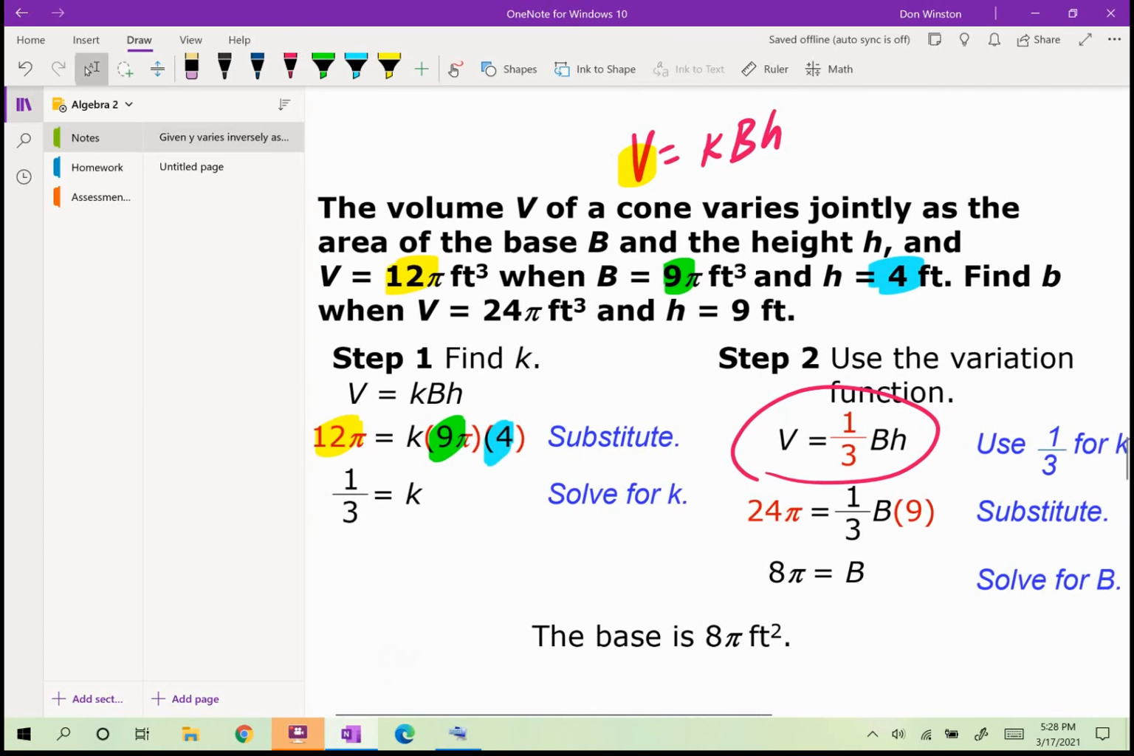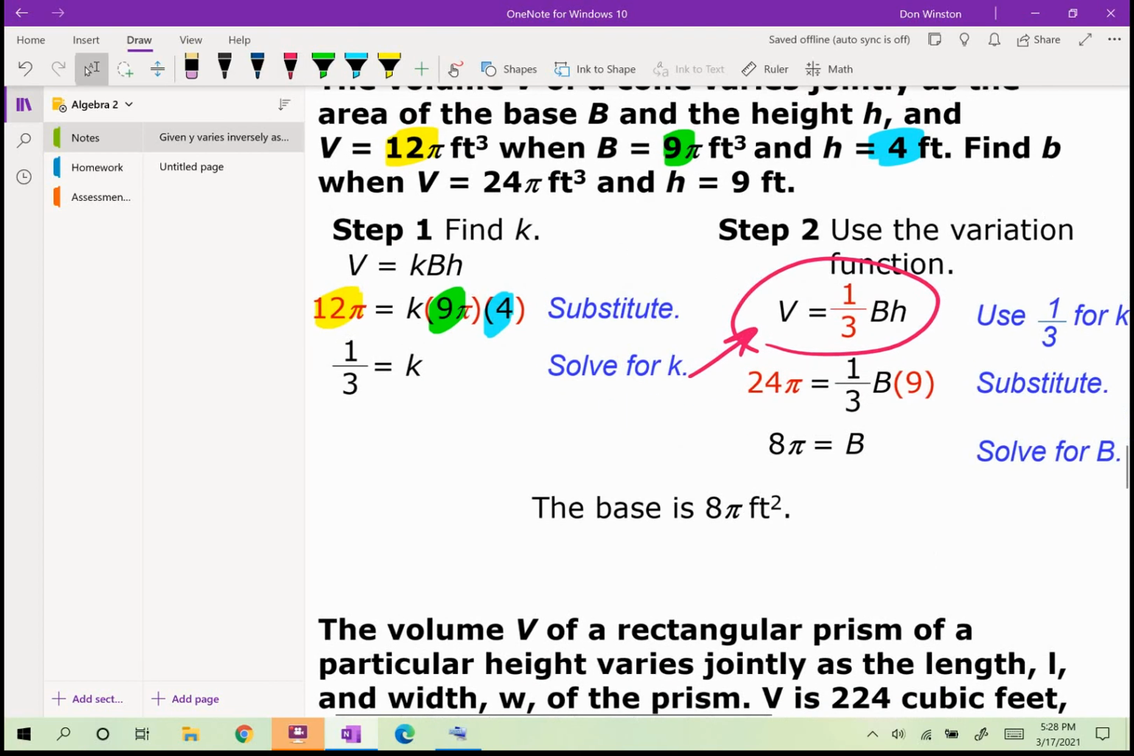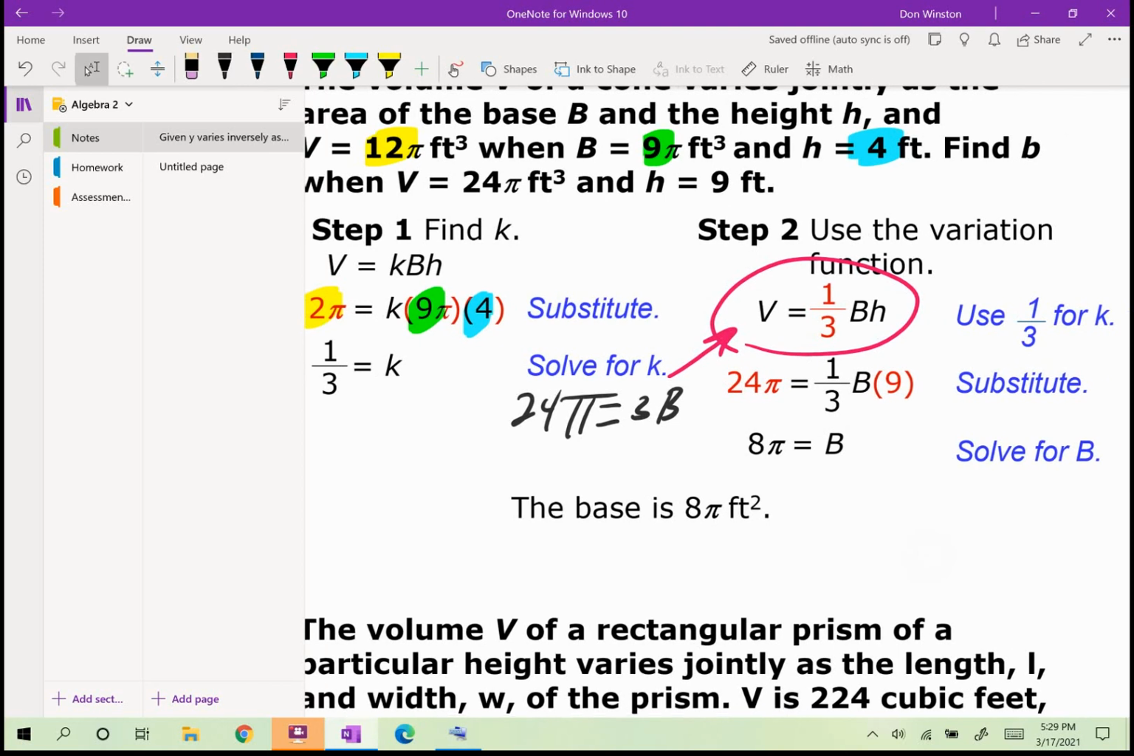And then find the base when the volume is 24 pi feet cubed and the height is 9. So again, we use our equation that we found, and then we just substitute the information we have. So we have 24 pi equals 1/3 b times 9. So that would be 24 pi equals 3b. And then dividing both sides by 3, you'd get 8 pi would be the base, 8 pi feet squared.